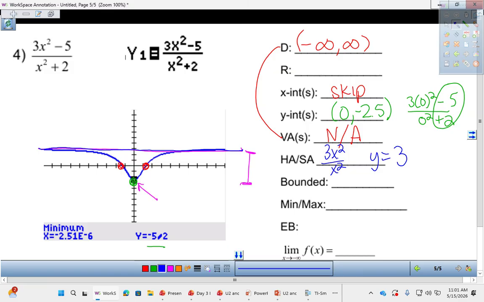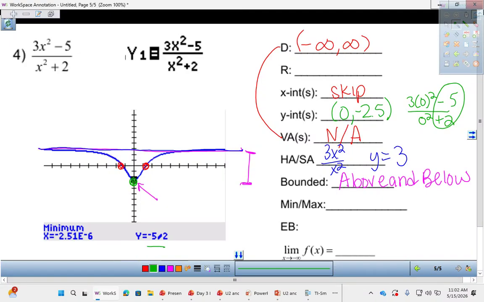Now, how would you say this is bounded? Below? It's actually both. Someone said above and below. Below, yes, because of this point. And that's above, because of the horizontal asymptote, it's restricted between there. Usually it's just one or the other. It's pretty rare that there's both, but this one is both. Above because of the asymptote, and below because of the absolute min.